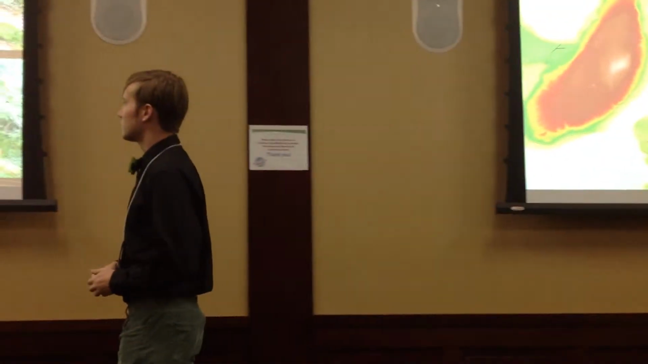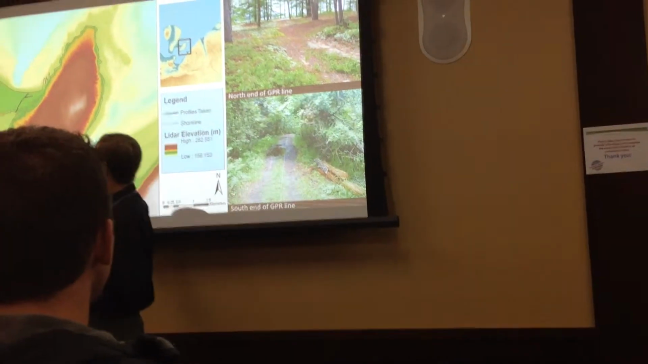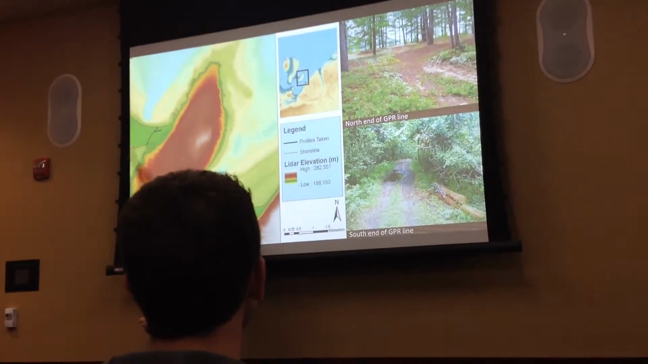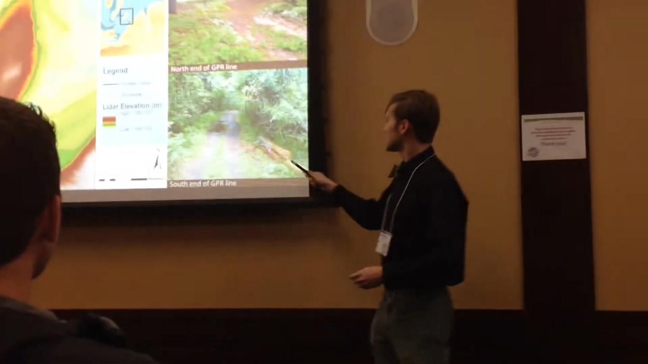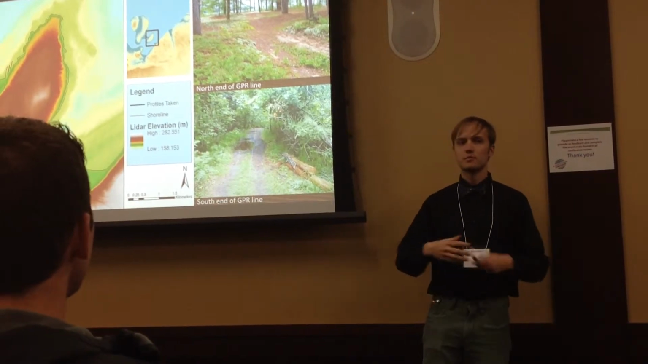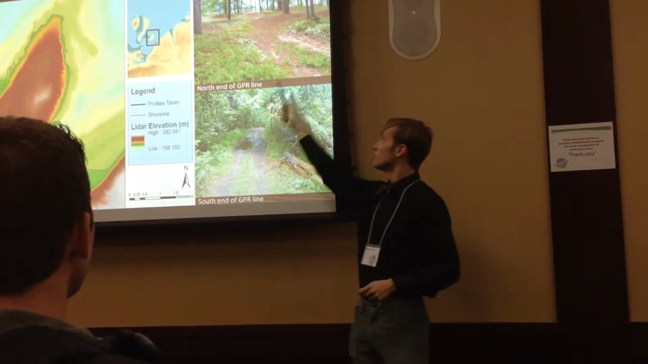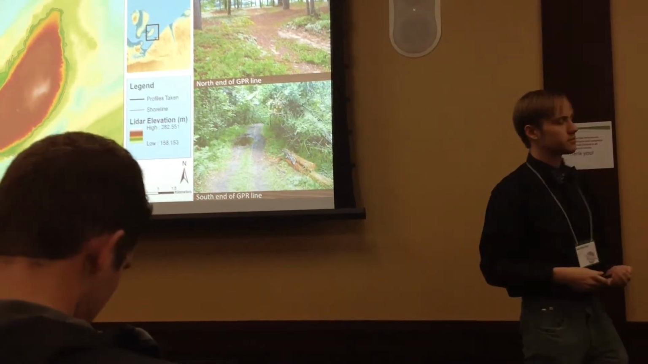Here's a more zoomed in image. The transect we took across the tombolo is labeled right here. To give you an idea of what that looks like, this is from the southern end of the tombolo. The southern end is a little lower, so it's more inundated by water. The northern end is higher and more subaerially exposed.